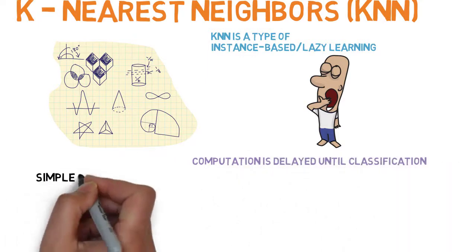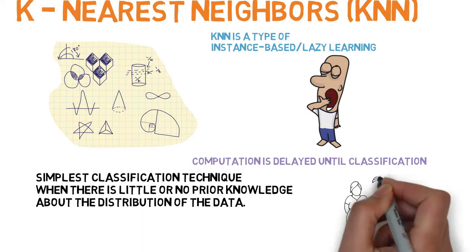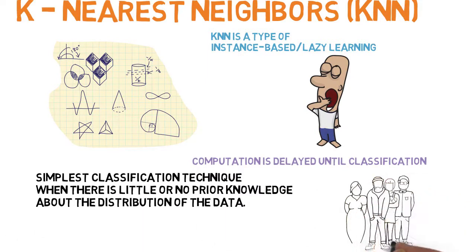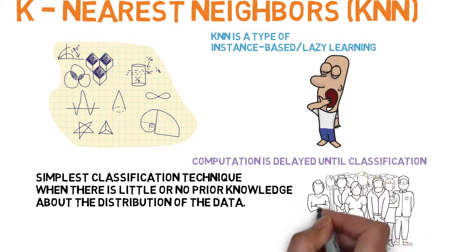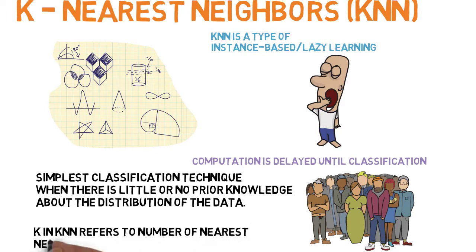The KNN algorithm is fundamental and one of the simplest classification techniques when there is little or no prior knowledge about the distribution of the data. The K in KNN refers to the number of nearest neighbors that the classifier will use to make its prediction.